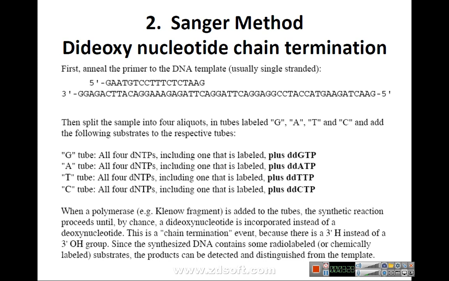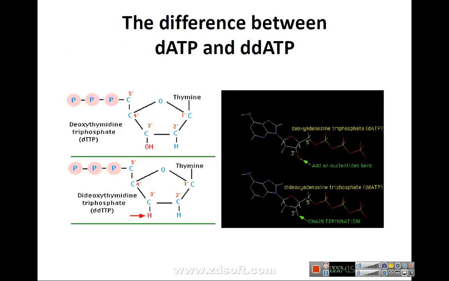So the reaction will be like this, the G tube. You can see this. When a polymerase Klenow fragment is added to the tube, the synthetic reaction proceeds until, by chance, a dideoxynucleotide is incorporated instead of a deoxynucleotide. This is a chain termination event because there is a lack of OH, and only H is present. Here is a 3 prime H. Since the synthesized DNA contains some radiolabeled or chemically labeled substrates, the product can be detected and distinguished from the template. You can see the difference between dATP and ddATP.